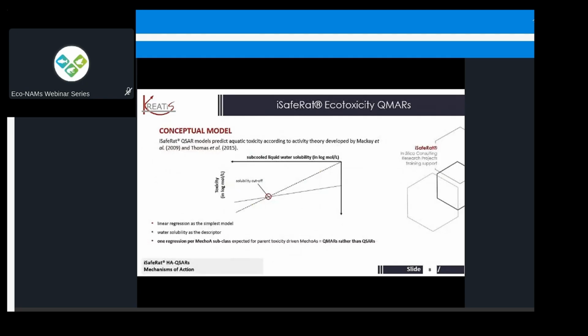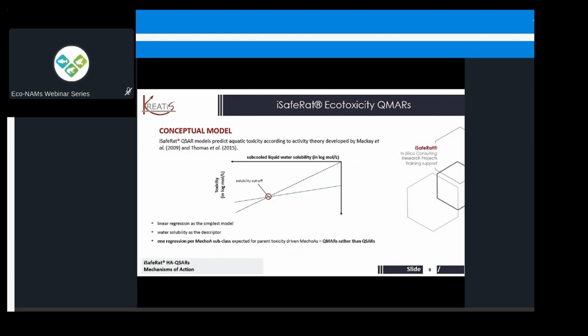The conceptual model of our QSARs is just simple linear regression. In this case, we use a thermodynamic method called subcooled liquid water solubility, where we take solid substances, we take a thing called the fugacity ratio in order to transform them into the solubility that they would have if they were actually liquids. And we plot that against the toxicity, whatever that may be, in log moles per liter. It could be acute, chronic, it could be fish, it could be Daphnia.